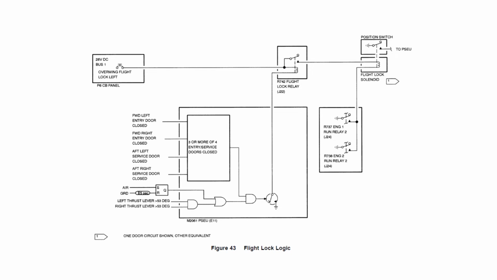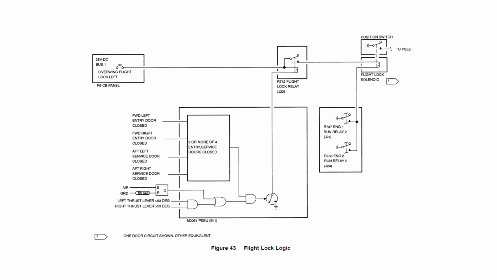This is the electrical schematic then for the flight lock control. So we can just walk through this. What we have in the system, the various components are: we have a power supply, which is coming from 28-volt DC bus 1. We've got a flight lock relay, R742. We've got the actual flight lock solenoid, and there's a couple of other relays there in junction box 24, which are to do with the engine running, which are engine running relays, energized when the engines are running.